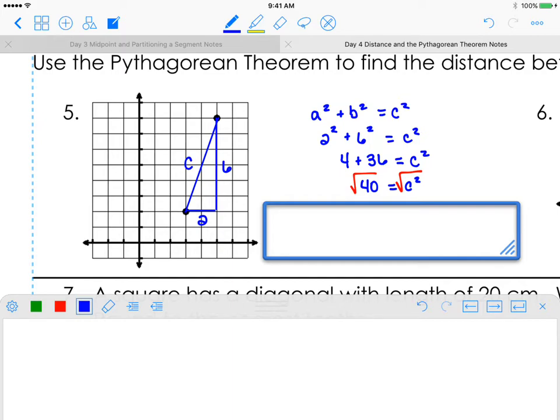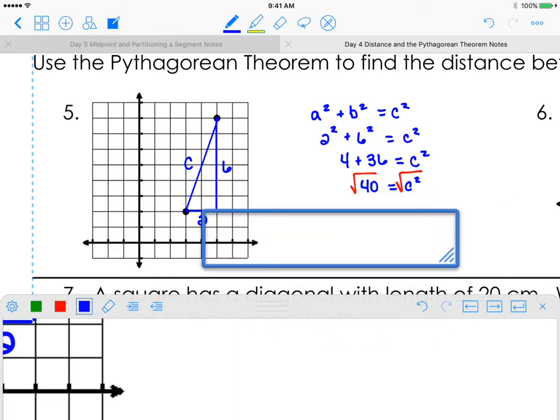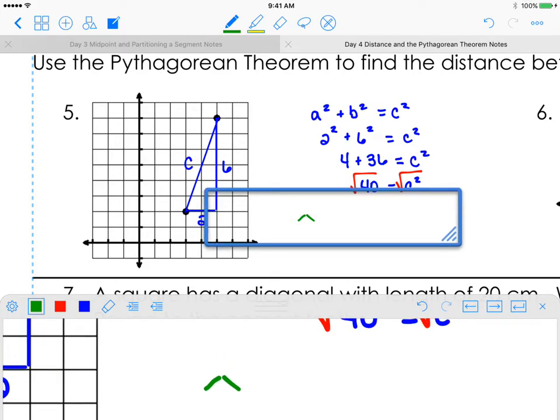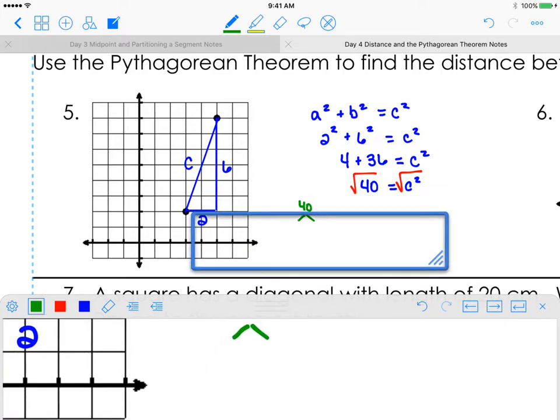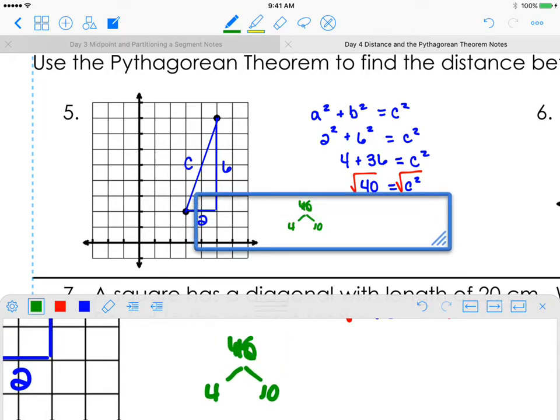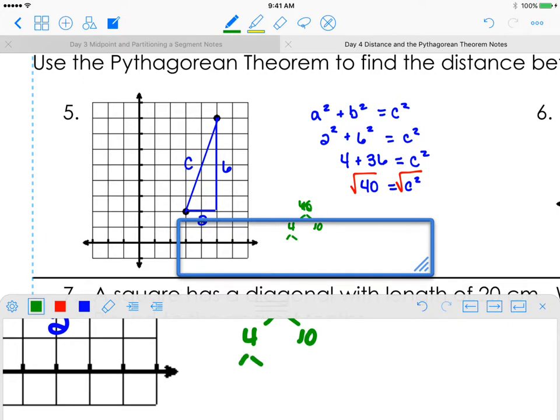Now, the square root of 40 isn't a perfect square, so it doesn't come out evenly. So we're going to come over here and do our little factor tree, because we love factor trees. So we know 40 becomes, I'm going to say, 4 and 10. Boom. 4 becomes 2 and 2, whereas 10 becomes 2 and 5.